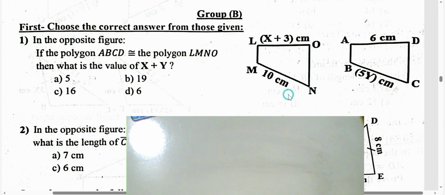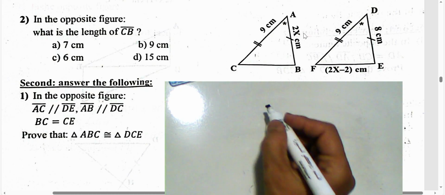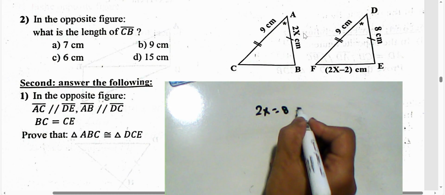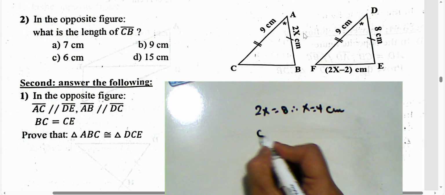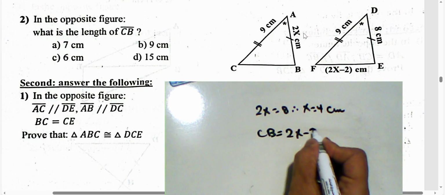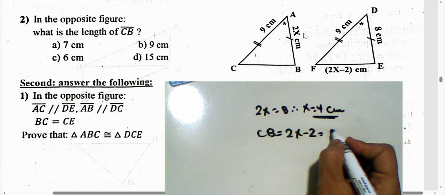Next question, number 2. In the opposite figure, we have two congruent triangles. We want to find the length of CB. CB is congruent to FE. First step, we must find the length of x. We know EB is congruent to EF, so 2x is equivalent to it, and the value of x equals 4 centimeters. And CB equals 2x minus 2. 2 times 4 is 8. 8 minus 2 equals 6 centimeters.